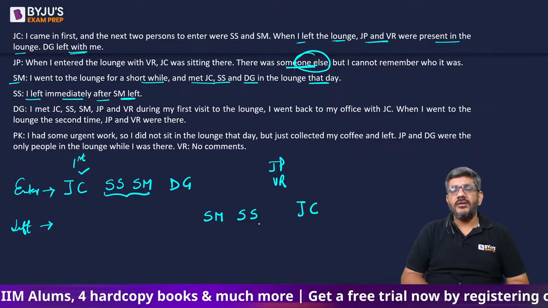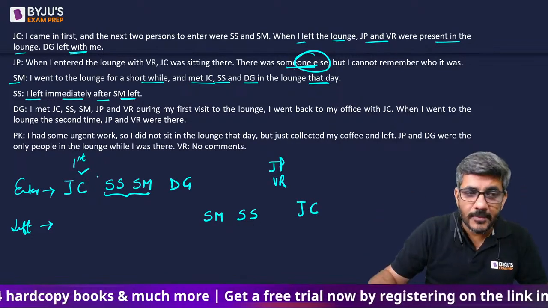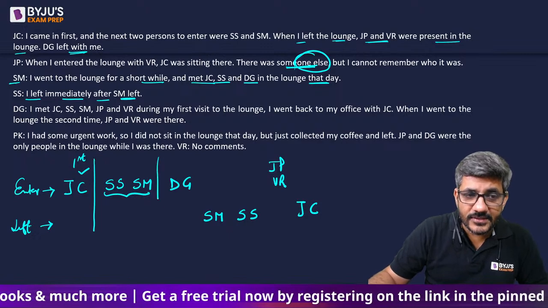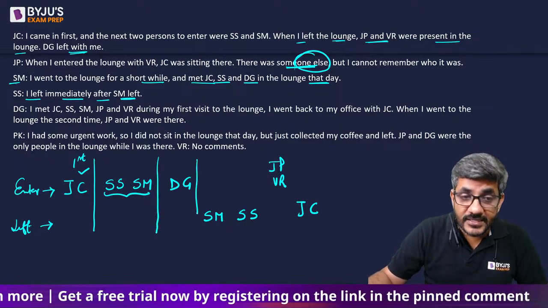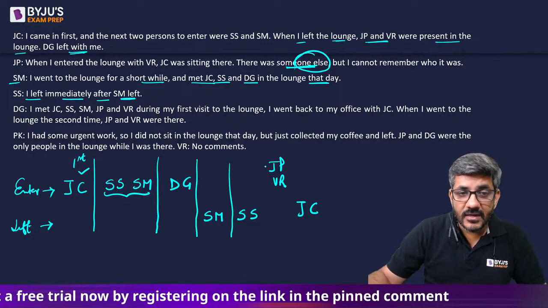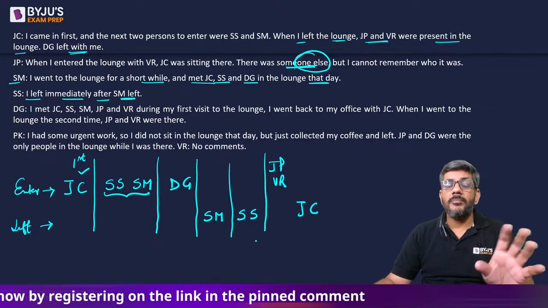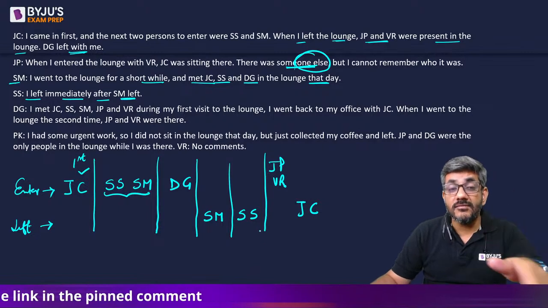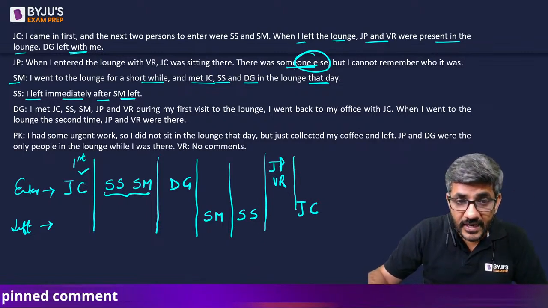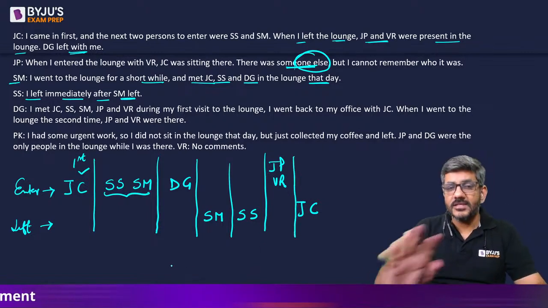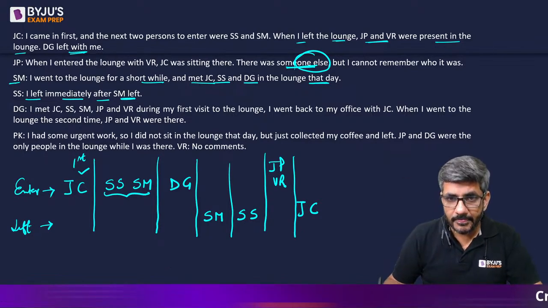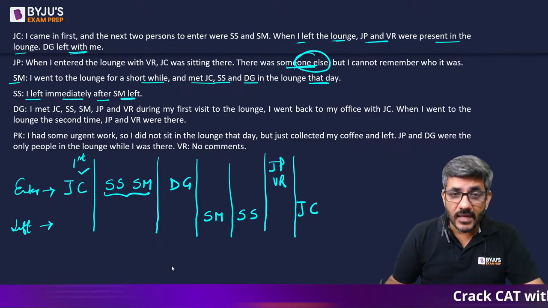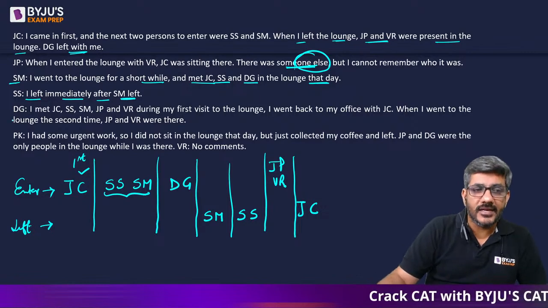Is that right, everyone? अभी तक की सारी इंफॉर्मेशन ठीक है? पहले JC आया, SS और SM उसके बाद आए, then DG came, SM left, SS left. So ultimately JP and VR, they saw JC and DG when they came, JC and that someone else was DG, and after that JC left. अभी तक की स्टोरी हमारे पास ये, ठीक है? What next? आगे बढ़ जाते हैं। DG क्या कहता है?